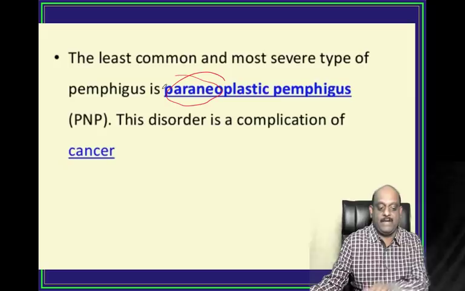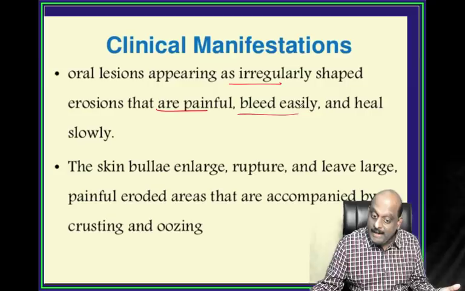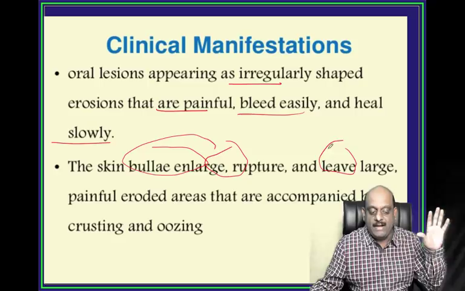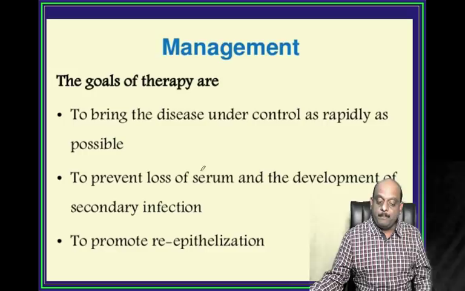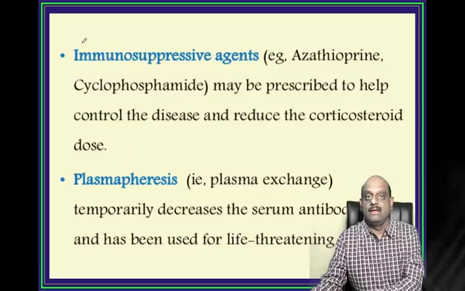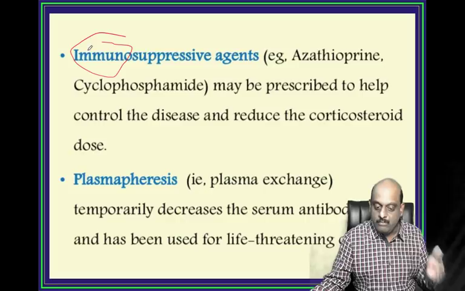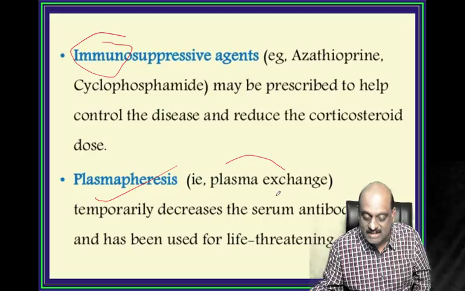Then how do you describe these pemphigus lesions, doctor? Irregular, painful, bleed easily, heal slowly. The skin bullae enlarge, rupture and leave large painful eroded areas which are oozing. You have Nikolsky positive, and how do you manage? You have to prevent the loss of serum, secondary infection, and promote re-epithelialization. Is there any role for steroids? Yes, sir. Corticosteroids are given in order to manage. Because this is autoimmune, you can give immunosuppressives like azathioprine. Since it involves antibodies, you can purge out those antibodies by doing plasmapheresis, that is the plasma exchange, is what you have to ultimately remember.